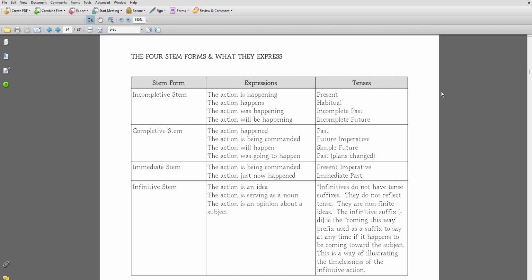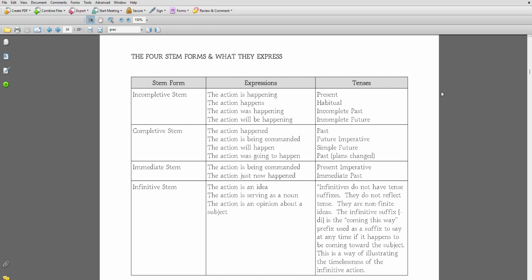The action is being commanded, which is the future imperative. The action will happen, which is the simple future, and the action was going to happen, which is past but plans changed. So was going to happen. You use the completive stem to say that. The immediate stem expresses that the action is being commanded, which is the present imperative. The action just now happened.